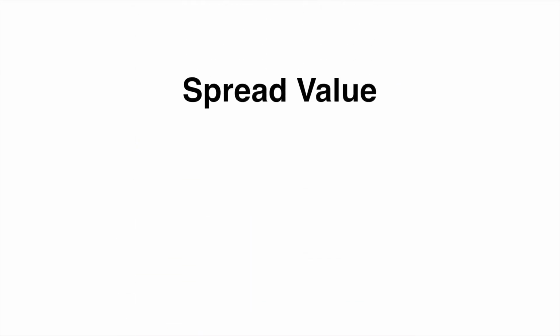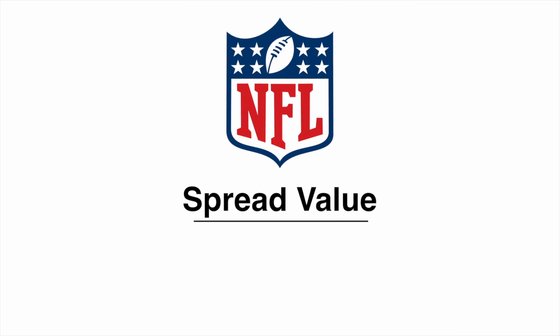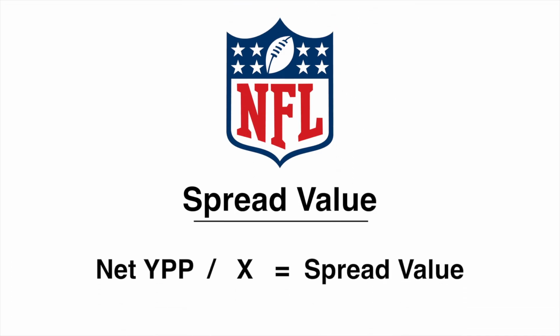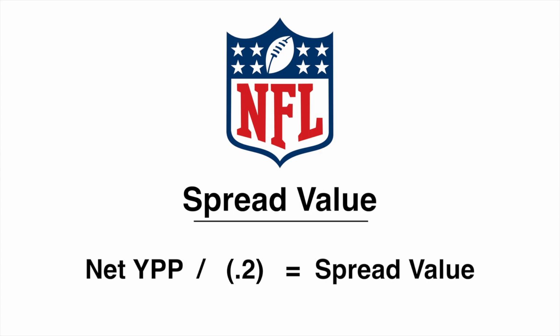Now let's look at spread value. So how is spread value determined? Take your net yards per play and you divide this constant and you get your spread value. Now I'll link the article down below, but basically you can use anywhere from 0.15 up to 0.3. I chose 0.2 just because it kind of gives me round numbers and 0.5s. I don't want to look at a bunch of decimals while I'm trying to do this.